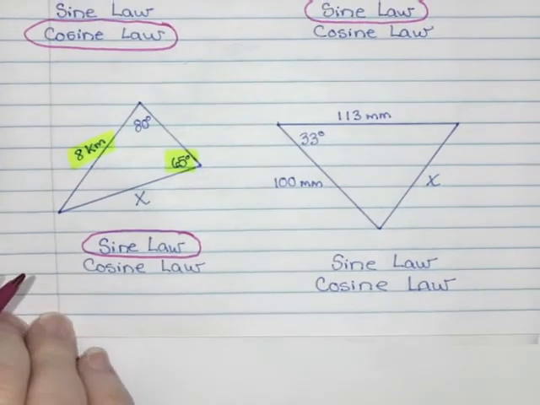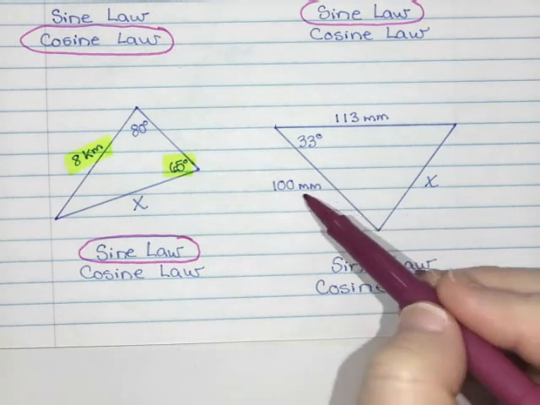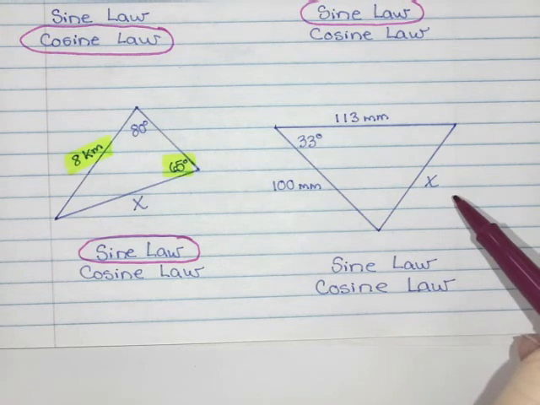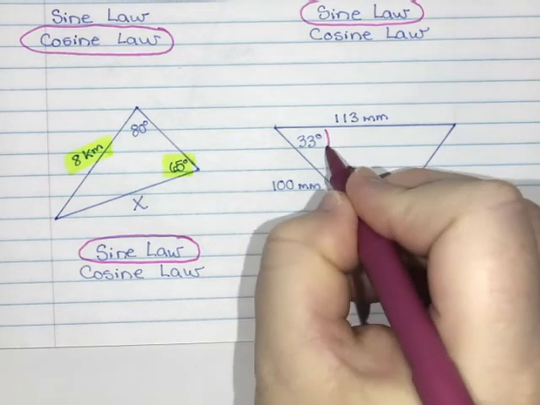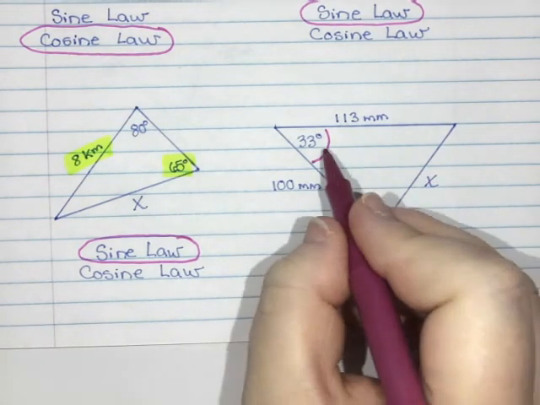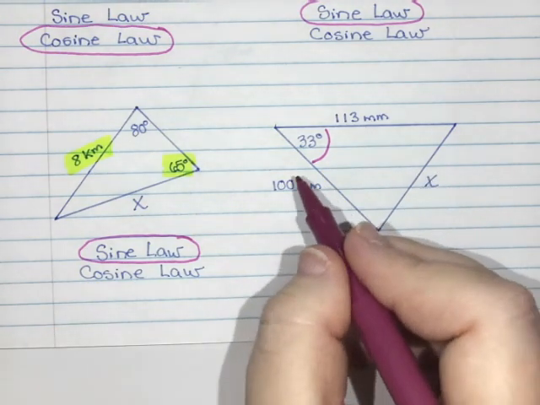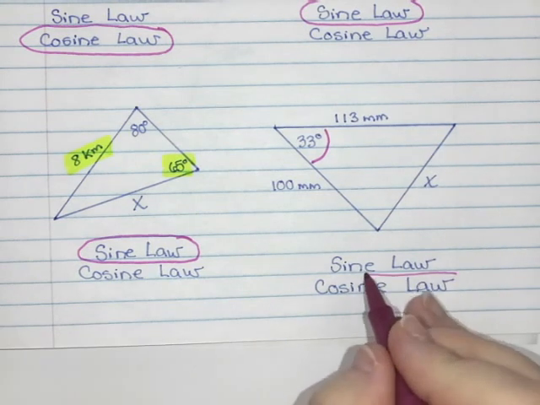All right, and my last one, I have a triangle here. I've got an angle of 33 degrees. I have a side of 100 millimeters, 113 millimeters, and then we're trying to solve for side x. So what do you think, sine law or cosine law? Well, the only angle that I have in this question is that 33 degrees. If I go across from that, I don't know what this side is. And then I do have these side lengths, but I don't know what these angles are. So this is definitely going to be a cosine law.